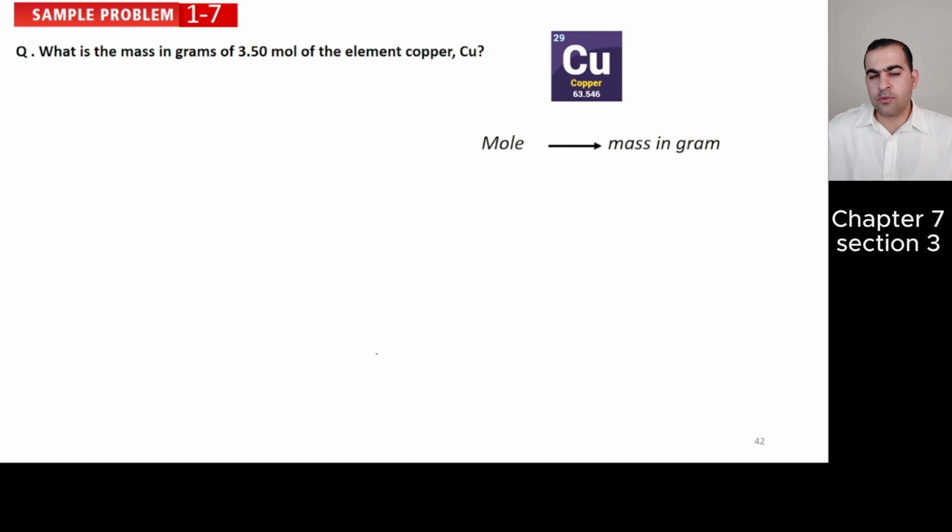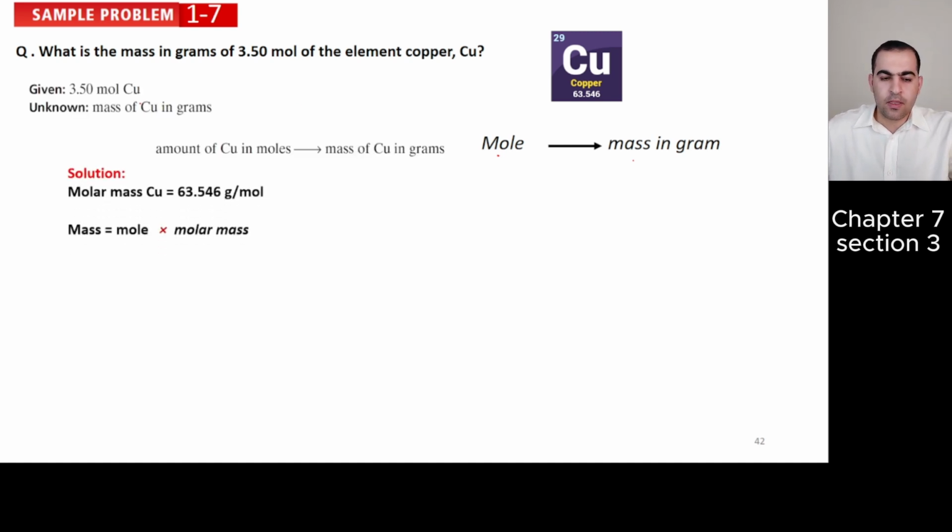What's the mass in grams of 3.50 mole of the element copper? What's given? Mole. What's unknown? Mass. So we're going to change mole to mass. Mole is given, mass is unknown. What rule do I use? Mass equals mole times molar mass. This is the rule that I use to find mass. What's the mole? Look, it says 3.50 mole of copper. The mole is 3.50 times. What's the molar mass?